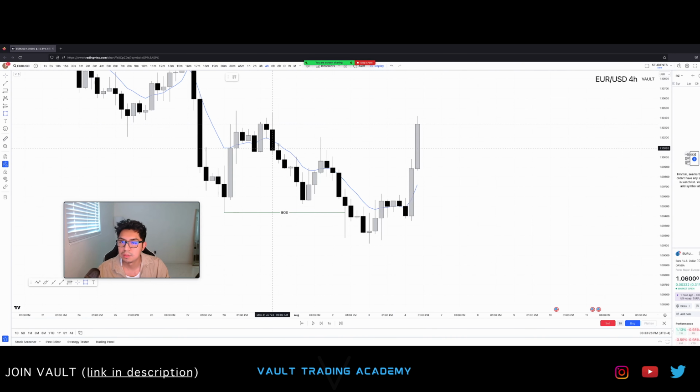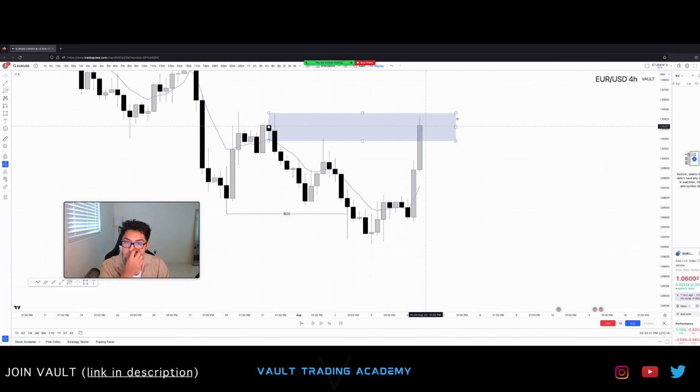Let's put on a rectangle. Let's say our supply zone is right there. Touch once, touch now the second time, and within the second time, what can we do? We can look for a rejection, but again, we want to see how we can confirm. And again, this is the beauty of hitting that replay button tool, and how you can use that tool to test your system.